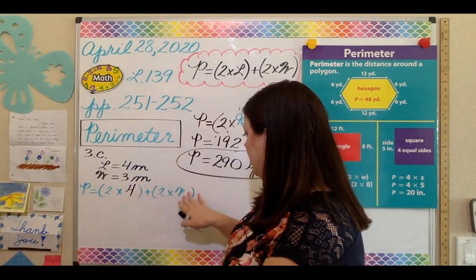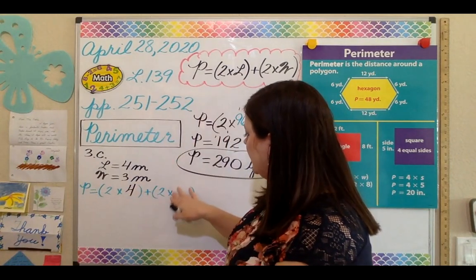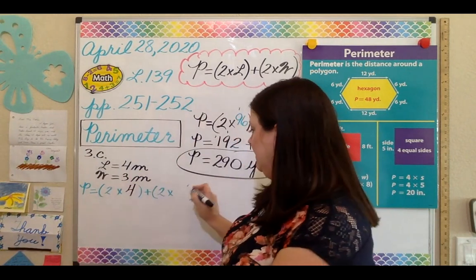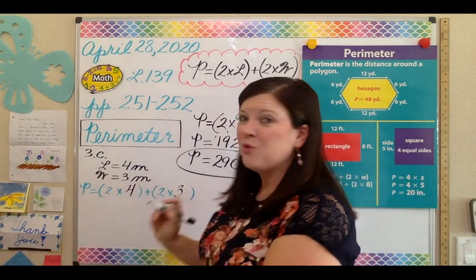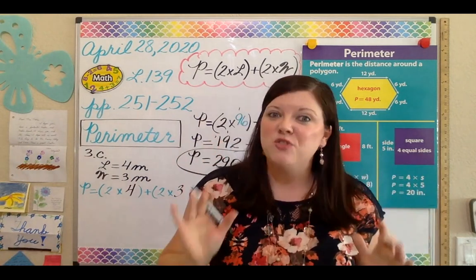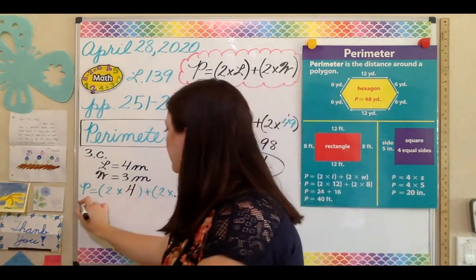Let's erase the W and replace the W with what the W equals. The W is equal to 3. Remember what those parentheses mean? Do me first, do me first, do me first. So that's exactly what we're going to do.